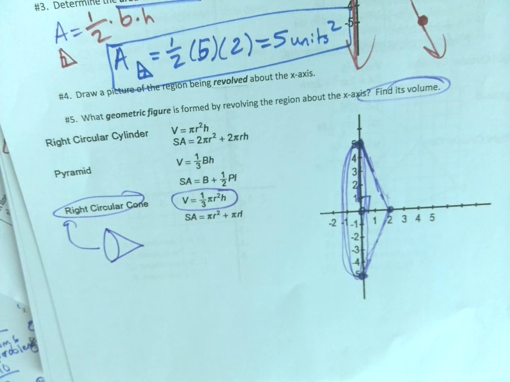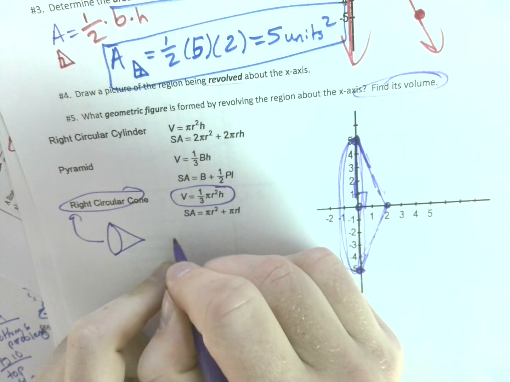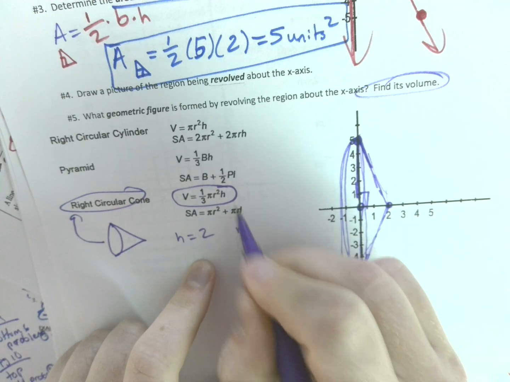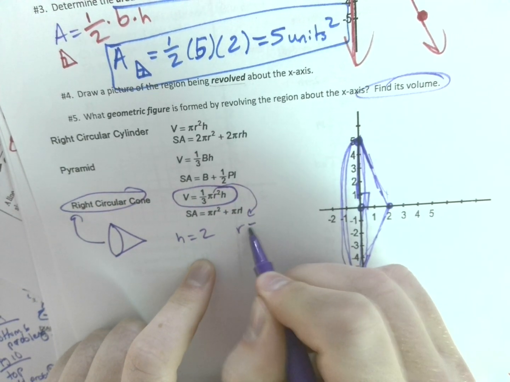Here's the problem, though. We have one new element now. We know the height. Remember, what's the height of this cone going to be? No. This cone, you have to stand it up. You stand it up, it's only got a height of 2. This thing's got a very short height. Now, here's the problem. We got to find the radius. R stands for radius.